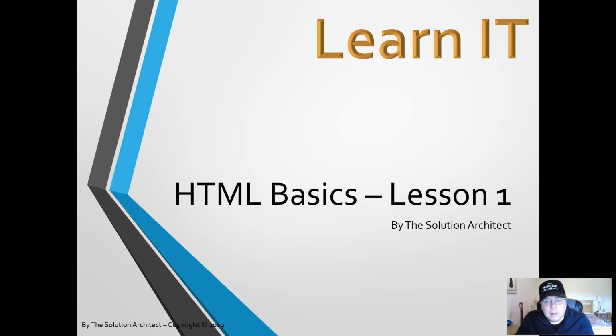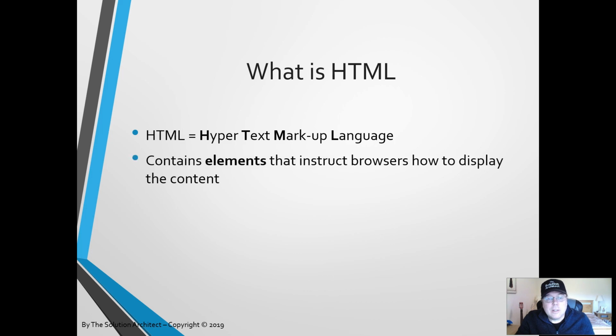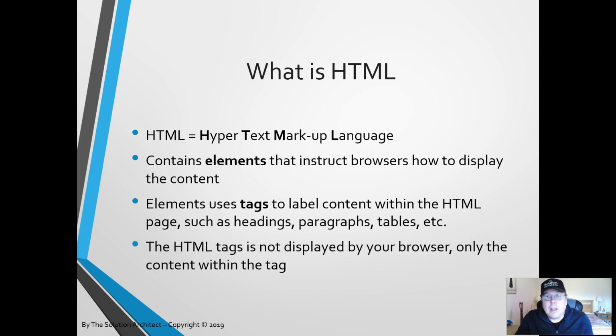So let's start. What is HTML? HTML is the hypertext markup language that was developed a long time ago when browsers came out, when we wanted to standardize a way of creating websites. It contains elements that instruct a browser how to display the content. And we'll go into the elements. The elements use tags to label content within the HTML page, such as headings and paragraphs and tables. So everything that you see on the screen is using elements, where the browser understands that instruction to display the content on the browser. The HTML tags are not displayed on your browser, like I said. It's just the content within those tags that will be displayed on your browser.